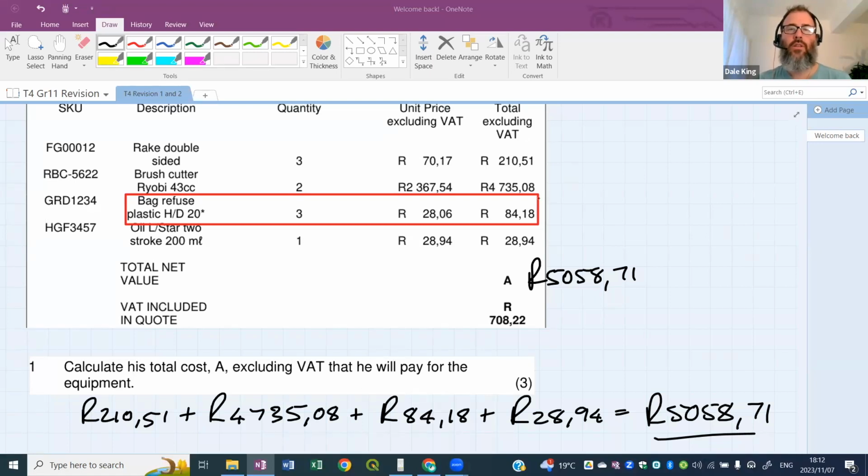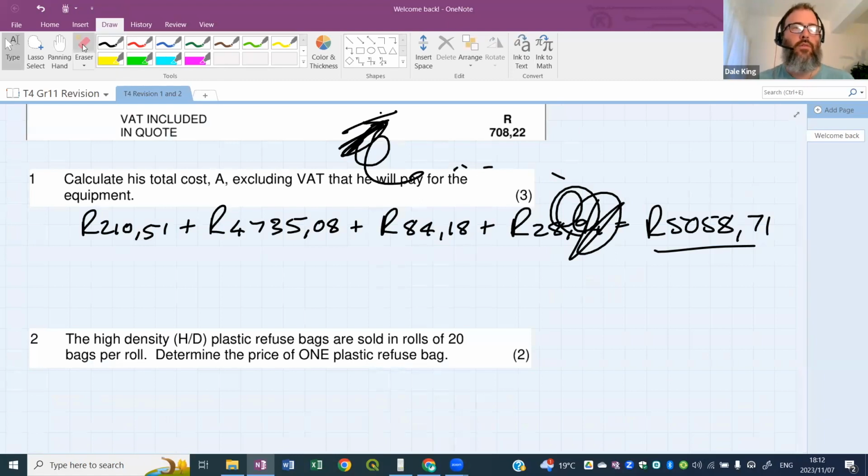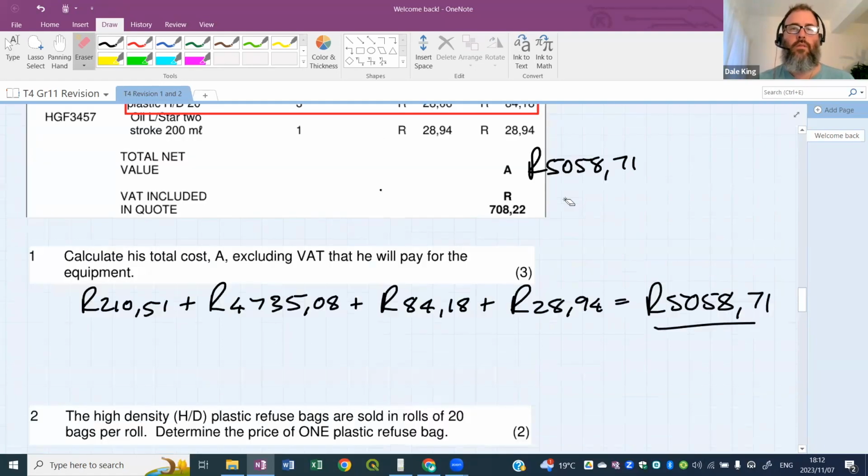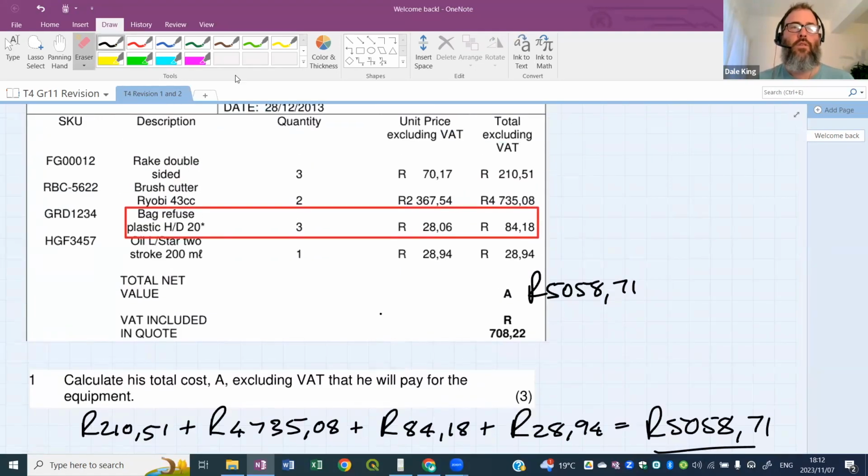All right, let's have a look. Let's try to do it. So we see here the price, the unit price. This column here is the unit price column. All right. What's going on with my pen? Sorry, guys. So this column over here is the unit price column, price for one of these items. So this price for the refuse bags, 28.06, is for one roll of bags. Okay, so it's 28.06 for one roll.